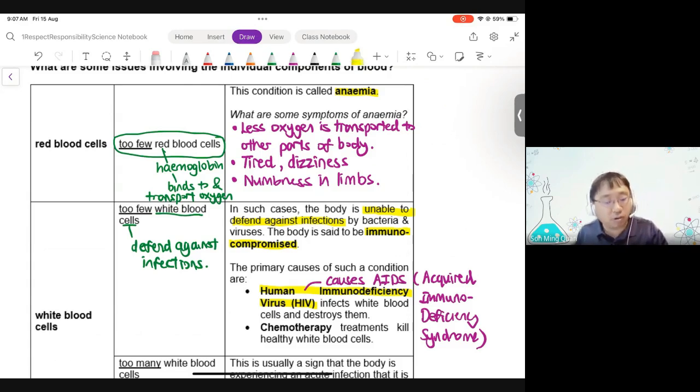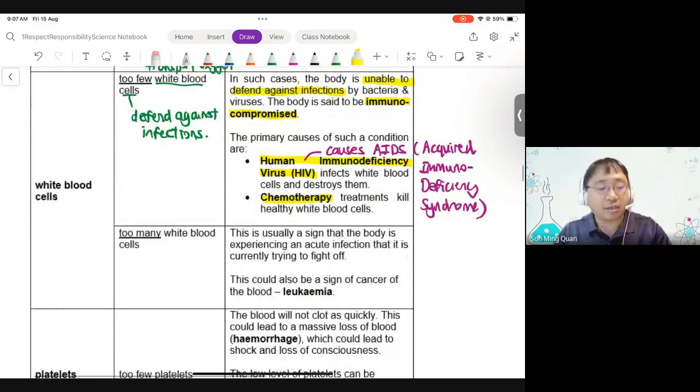So the chemotherapy treatment actually kills off the white blood cells, and that's why patients who have just gone through chemotherapy are advised to not go out so often. Because when they go out, they may be exposed to bacteria and viruses, and their bodies are already immunocompromised. If their bodies are immunocompromised, they have too few white blood cells, they may not be able to withstand infections. Okay? Now, the next problem is when there are too many white blood cells.